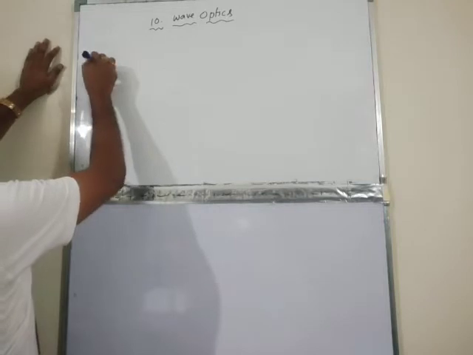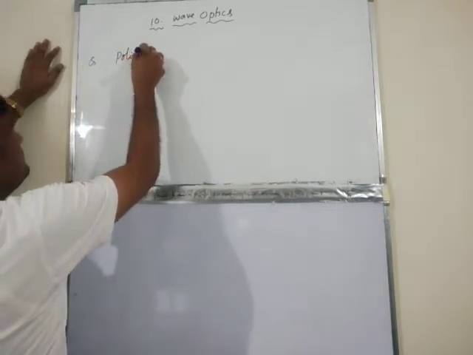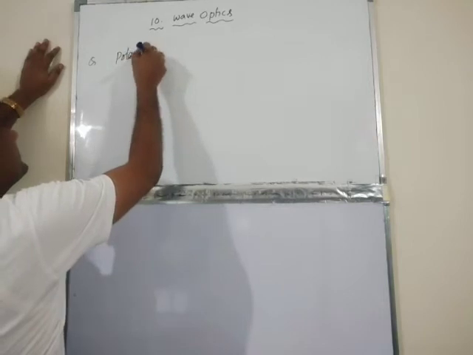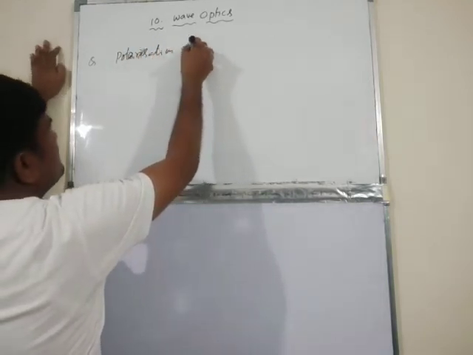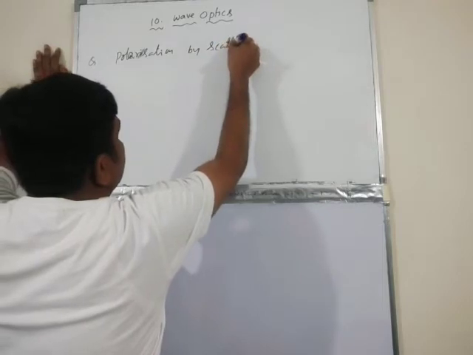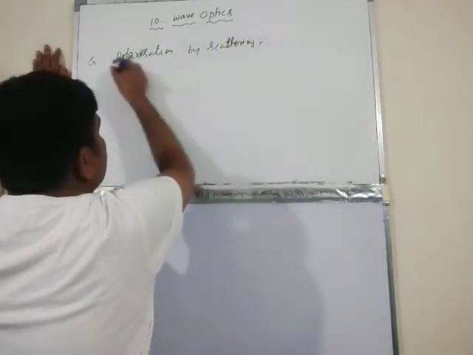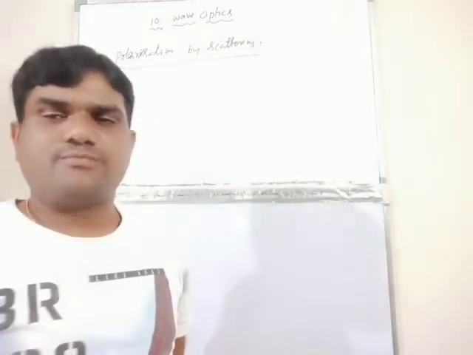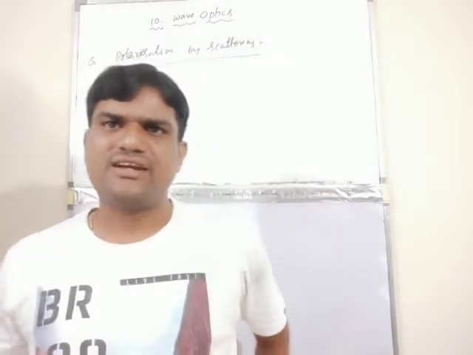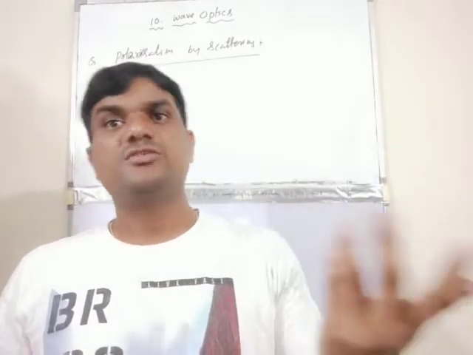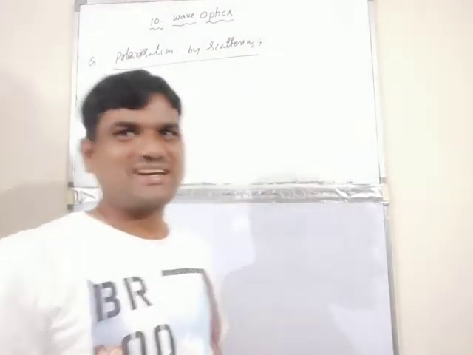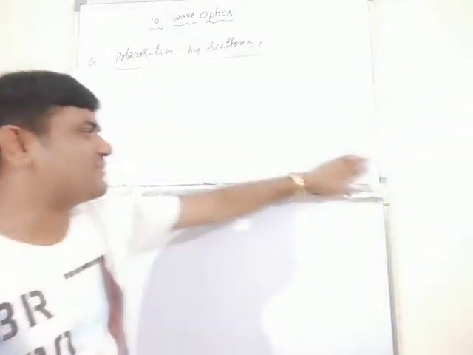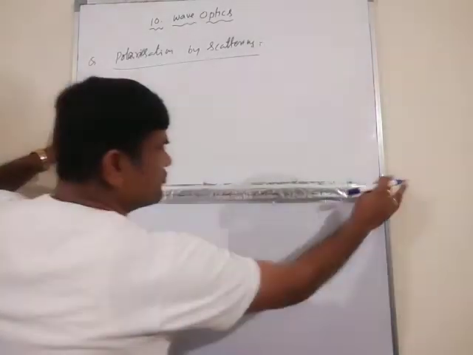Polarization by scattering. This one is also very important. This was done by our famous scientist C.V. Raman. C.V. Raman did this experiment, and because of this experiment he got a Nobel Prize on scattering of light. So generally scattering of light is nothing but, we are observing here, what is that?